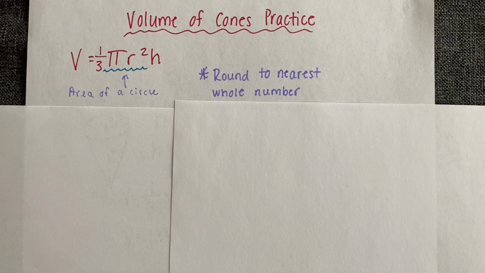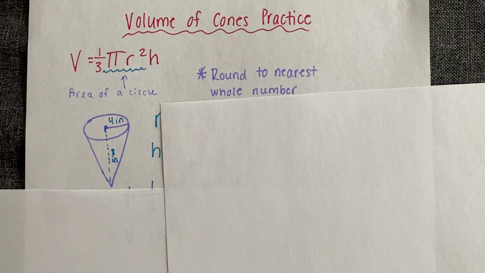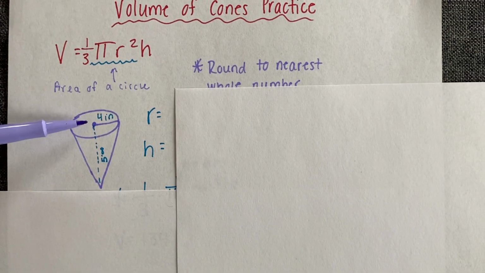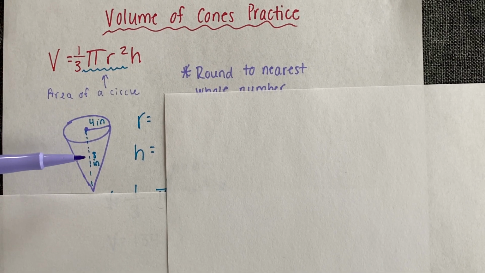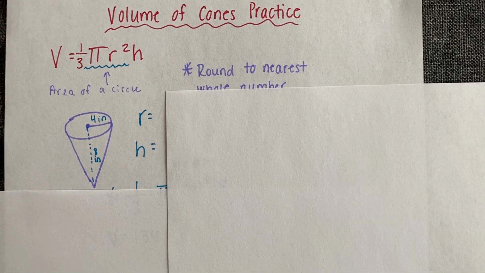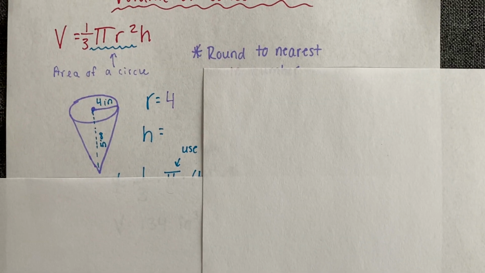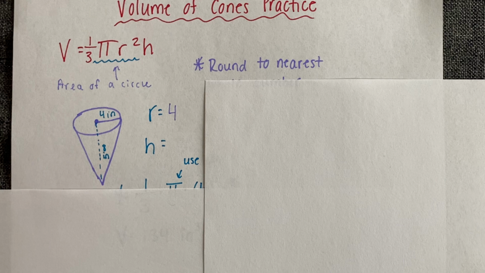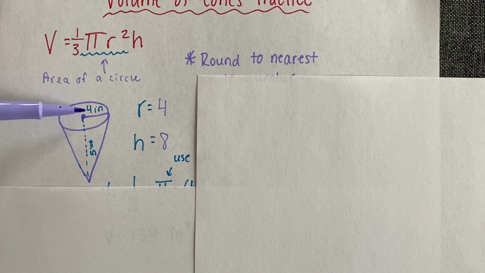So I want us to look at our first cone right here. So here is my example. This number right here says 4 inches, and this says 8 inches. Think, what is my radius? Yep, 4 inches. And what is my height? Yep, that would be 8 inches. They are directly given to us. 8 inches here, 4 inches here.